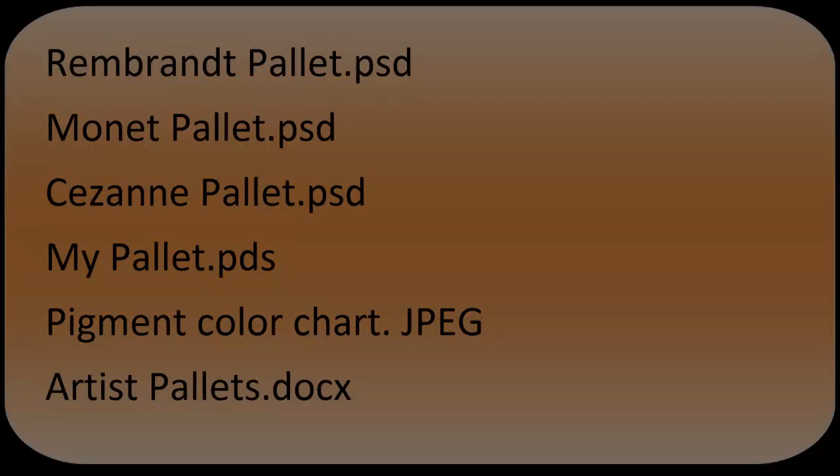In this project, we're going to create our own virtual palettes of the masters Rembrandt, Monet, and Cezanne. And then we're going to create our own virtual palette. I'm going to give you a walkthrough of the Rembrandt palette, and then you should be able to create the other three. In the case of Monet, I've added a yellow gradient layer because Monet liked to underpaint his canvas with yellow.